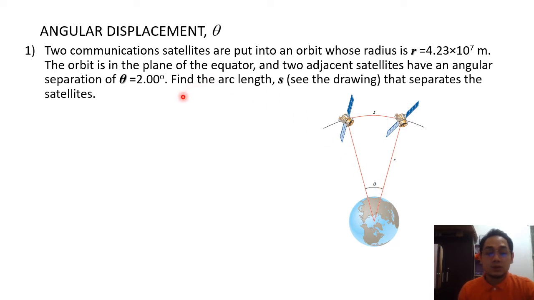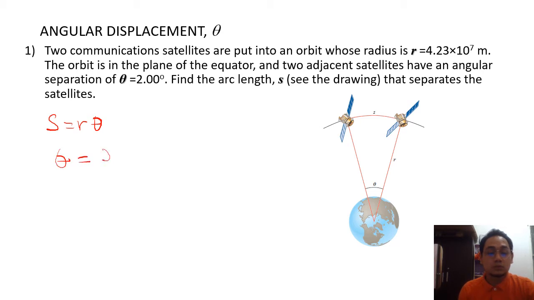So the question wants us to find the arc length, which is the s. As we all know, if you want to find the s, we are going to use the formula s equal to r theta. The value of r is given here, and as you can see, it uses SI unit, which is good. But the theta is not in SI unit, so we need to change the unit first. So we are going to change it.